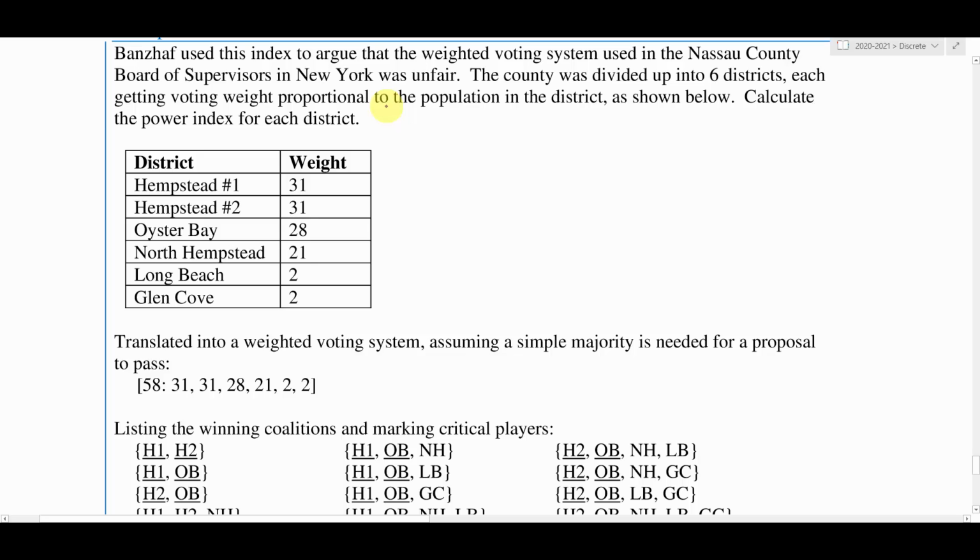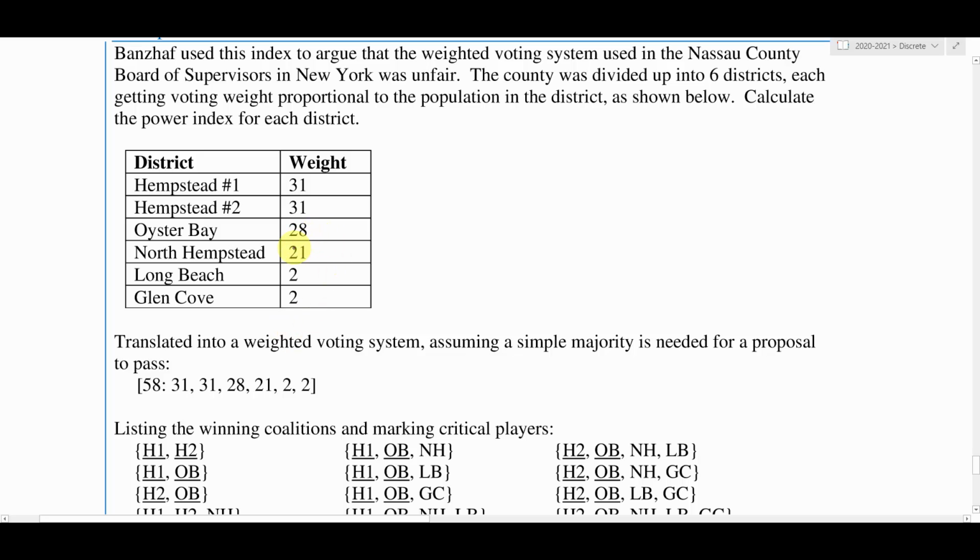Very similar to what we do for our electoral college for the presidential vote, right? We have a country, it's divided up into 50 states and I think 2 territories, and each of those players gets a certain amount of weight based on the population of their state, right? Which is why California gets so many electoral votes, but a state like Alaska does not. They only get a few electoral votes because their population is so low. So that's exactly what's happening here in this election. Hempstead is the largest district by population, so they get the most weight, while Glen Cove and Long Beach are 2 of the smallest districts by population, so they only get 2 votes.